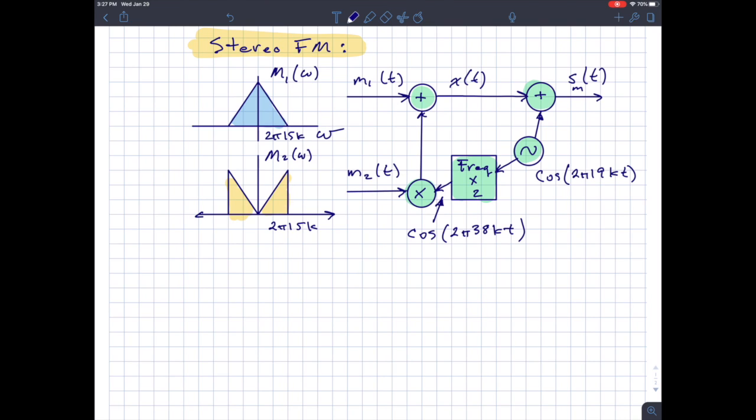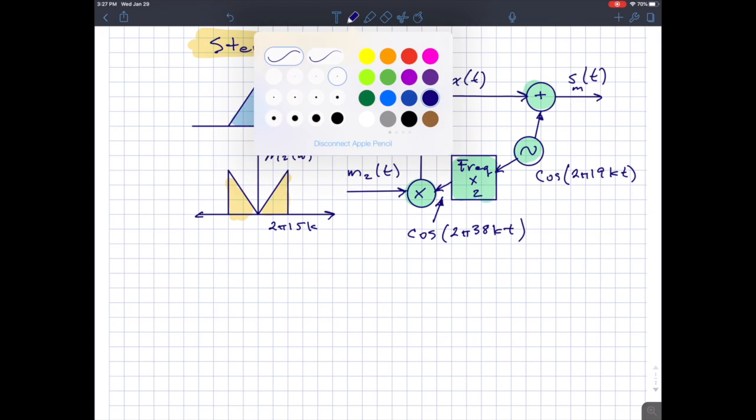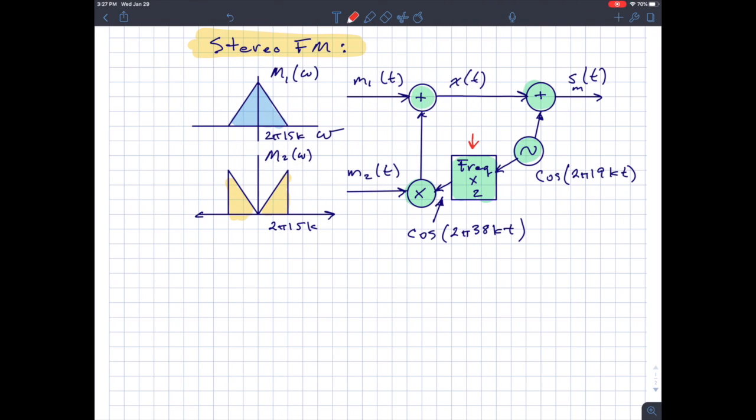A couple of things here that we haven't talked about. We haven't talked about this block called frequency times 2. We'll get to that, but for now, think of it as I have an input here that's a 19 kilohertz oscillator. I put it into this circuit, and out comes another oscillator, but the frequency of that oscillator is multiplied by 2. We'll talk about how that would work at the end of this video.